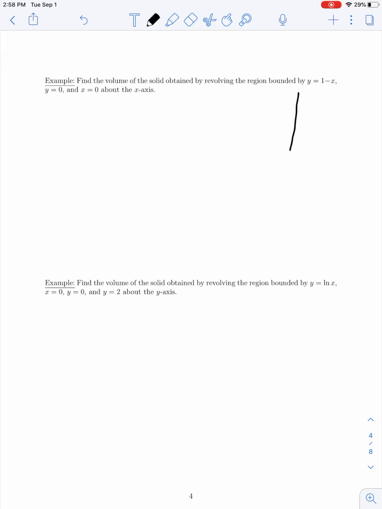So we're looking at the region bounded by y equals 0, which is my x-axis, x equals 0, which is the y-axis, and the line y equals 1 minus x, which is the line whose y-intercept would be 1, and it has a slope of -1. So its x-intercept is also 1.